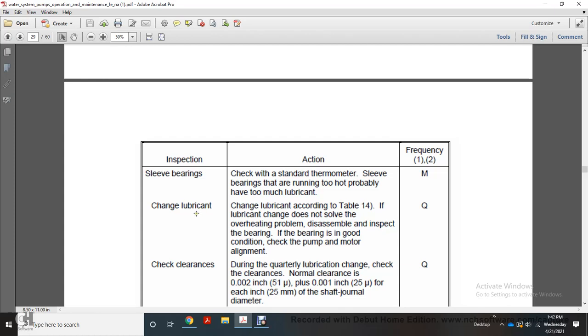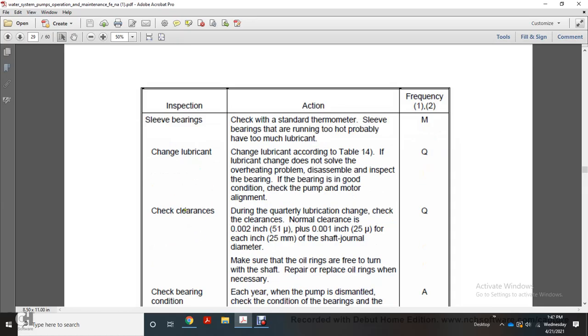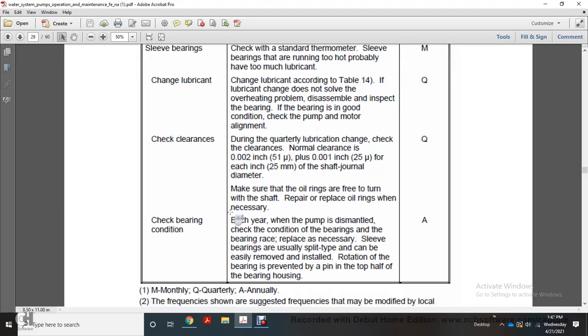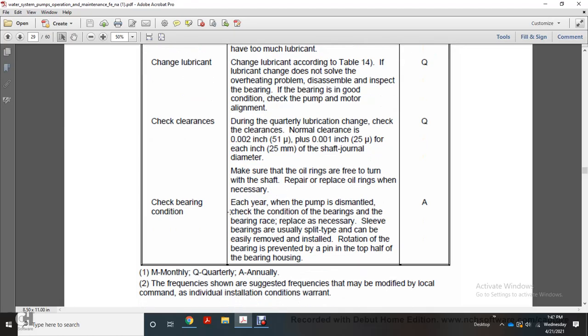disassemble and inspect the bearing. If the bearing is in good condition, check the pump and motor alignment. Quarterly, check clearances. During quarterly lubrication, check the clearance. The normal clearance is 2,000 plus 1,000 inch for each inch of the shaft journal diameter. Make sure the oil rings are free and turn with the shaft. Then replace oil rings if necessary.